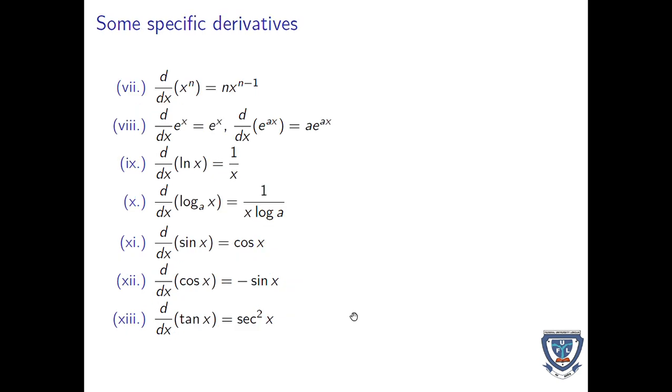Now these are some specific derivatives. When you're differentiating a power, you have n x raised to power n minus 1, and so on. When you're differentiating the natural logarithm of x, it is equal to 1 over x. When you're differentiating sine, you get cosine, and when you're differentiating cosine, you get minus sine, and the derivative of tan x will give us sec squared x.